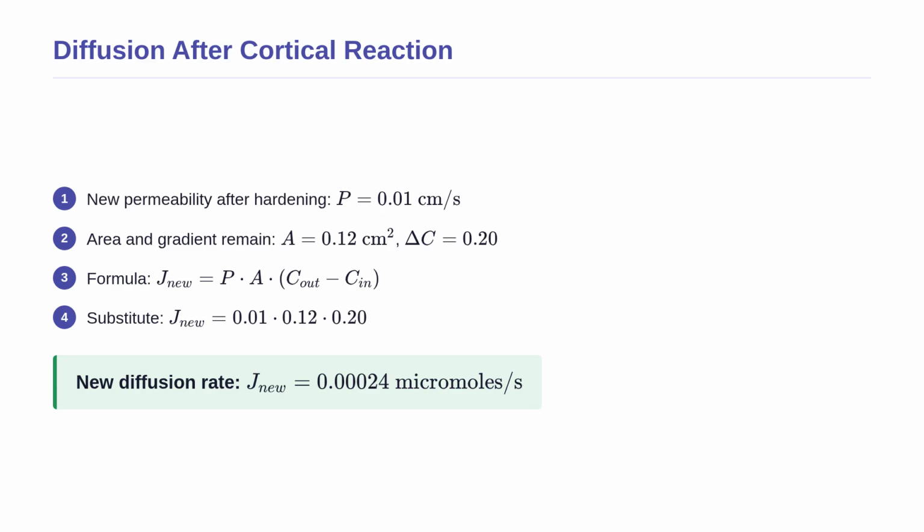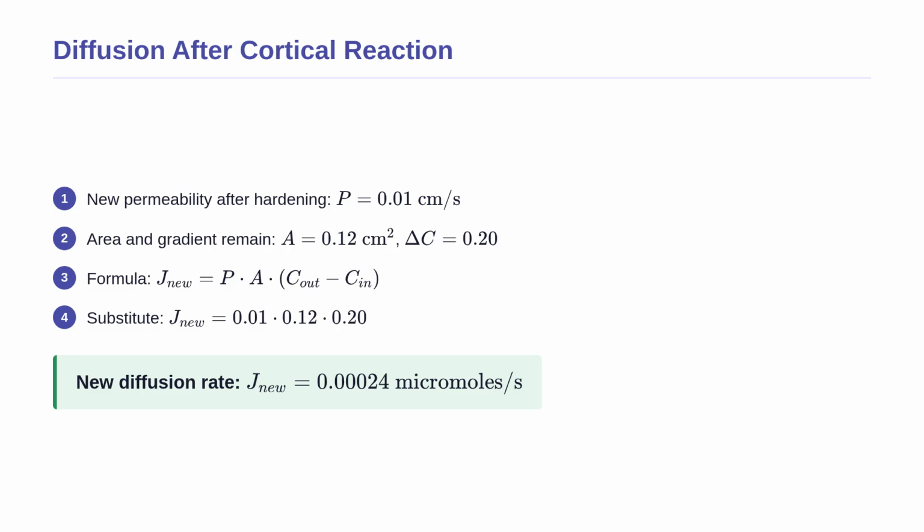Suppose the cortical reaction causes the permeability coefficient to drop to 0.01, while the surface area and concentration gradient remain exactly the same as our previous frog egg example. What is the new rate of oxygen diffusion? We use the exact same diffusion formula, but we update the permeability value to reflect the hardened fertilization envelope. We plug in 0.01 for P, 0.12 for A, and 0.20 for the concentration difference.